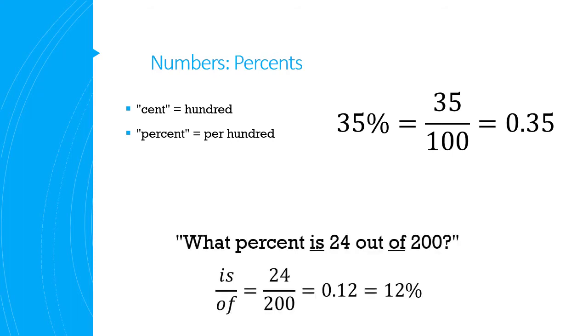You might see a question similar to this on the test, asking what percent is 24 out of 200. For something like this, you'll place the is number over the of number, and then you can divide those to get a decimal, and then you can convert that decimal to a percent.